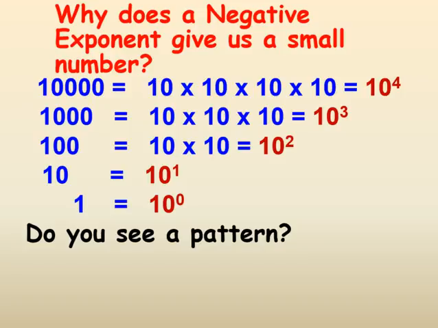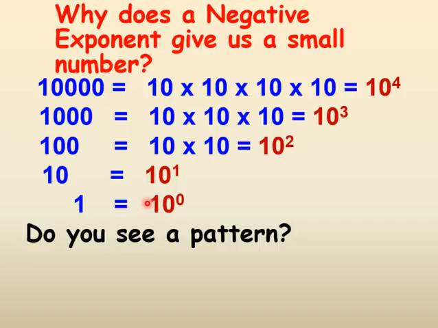Let's talk about why negative exponents give us smaller numbers. All right. Here we have 10,000. I want you to note that 10,000 is the same thing as 10 times 10 times 10 times 10. That's 10 multiplied by itself 4 times. 1,000 is 10 times 10 times 10. That's 10 multiplied by itself 3 times. And 100 is 10 times 10, which is 10 multiplied by itself 2 times. 10 is 10 by itself. 1 is 10 to the 0 power. Note, anything to the 0 power is 1.